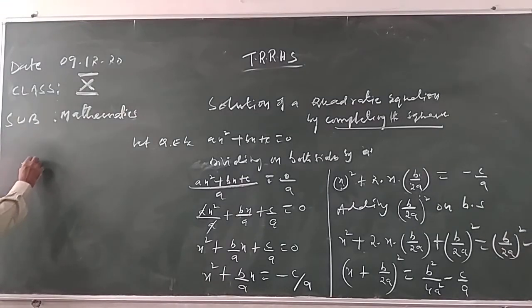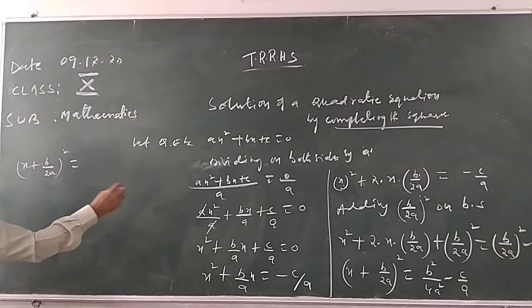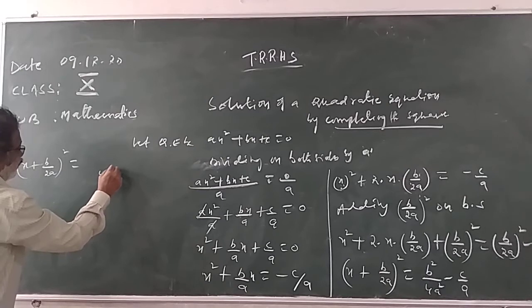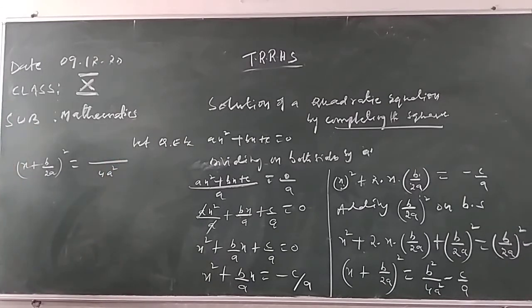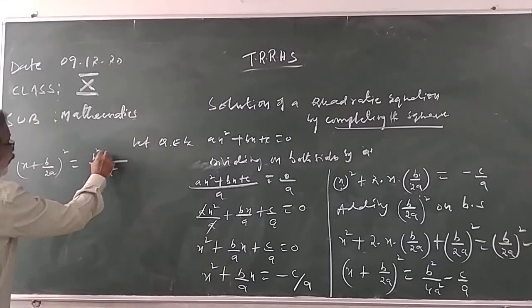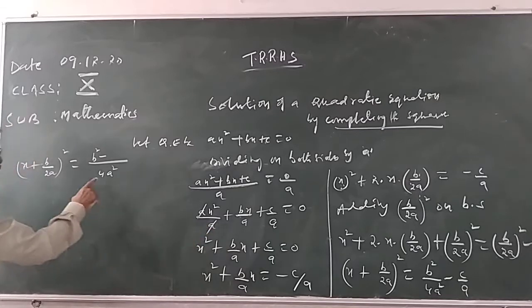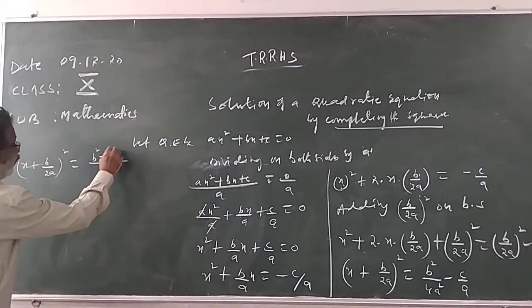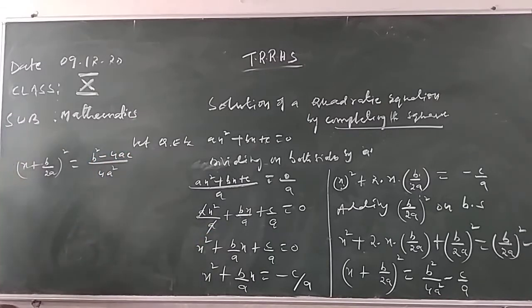x plus b by 2a whole square is equal to, take the LCM. LCM is what? 4a square. 4a square one time, 1 into b square. 4a square divided by a is 4a, times c, 4ac. We got this. We are taking the LCM. We want x plus b by 2a.